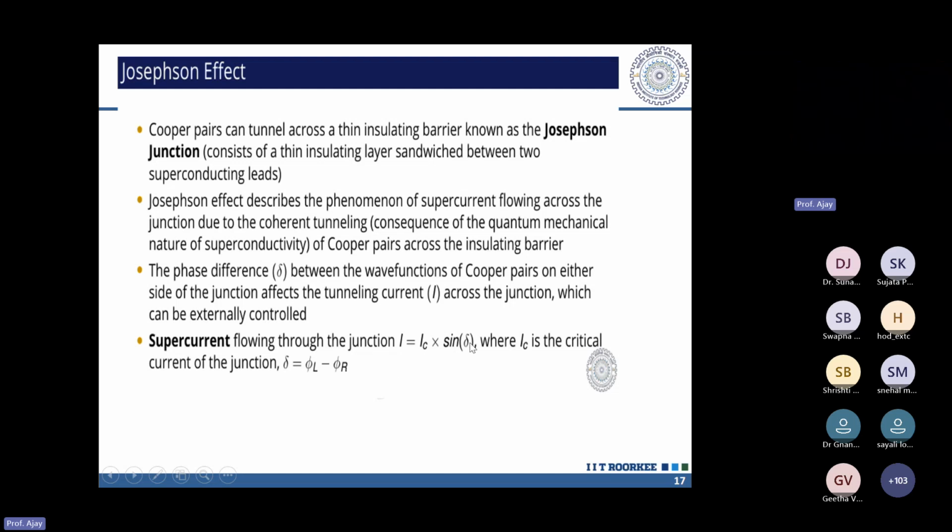I equals I_C sine delta, and delta is actually the phase, which is the difference of the Cooper pair phase from left and right. So the more the difference, the more the sine term, and I_C is called the critical current, which is the maximum current that can flow without generating a magnetic field or destroying itself, because current also generates a magnetic field. So a magnetic field can basically destroy the coherence. So you have the phase, you have the critical current, and these two parameters are important.